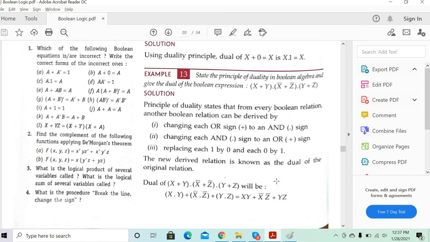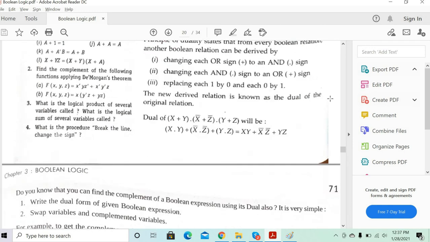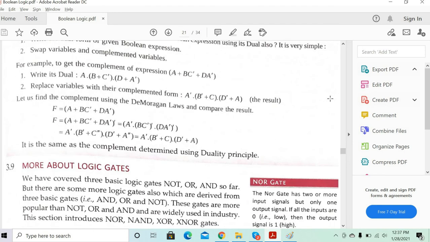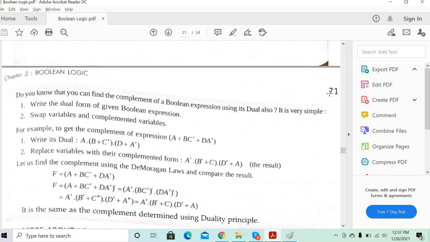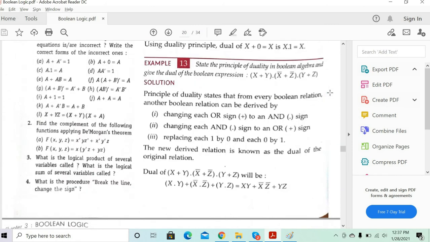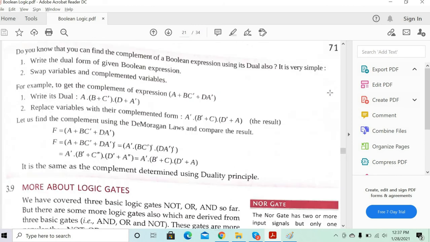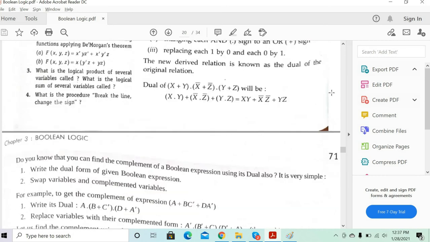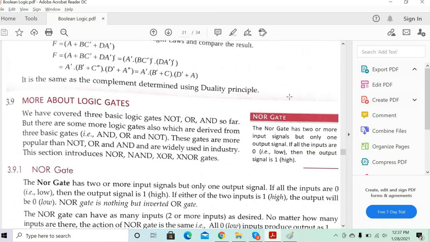Okay. State the principle of duality in the Boolean algebra and give the dual of the Boolean expression: x plus y dot x bar plus yz, x bar plus z bar dot y plus z. Again the same thing. You don't have to do this part. It's the same thing. You can just finish this part as homework. It's not complicated as such.